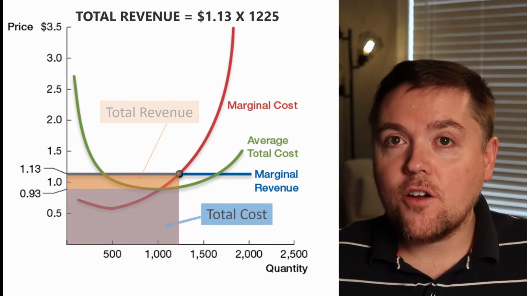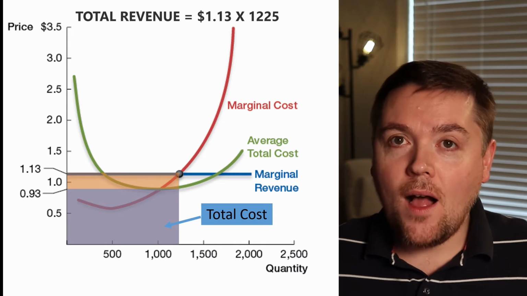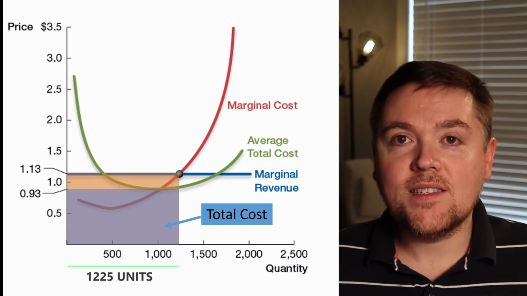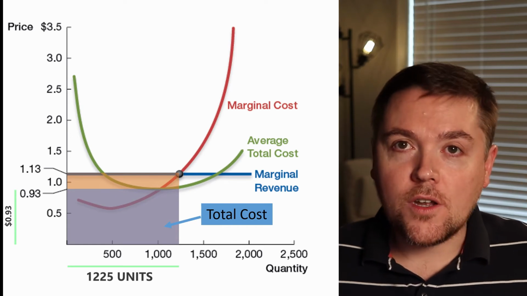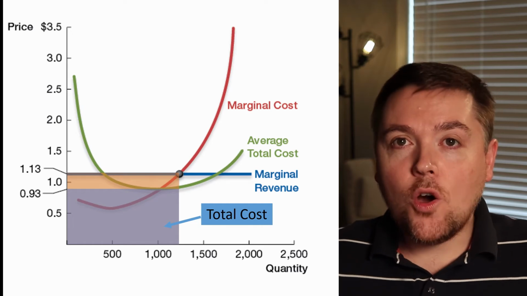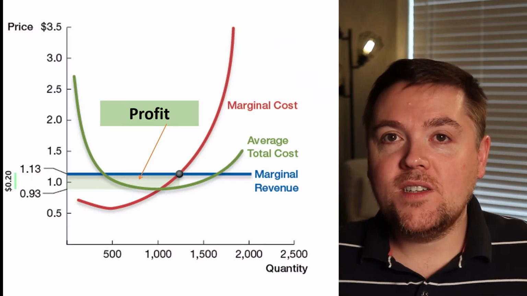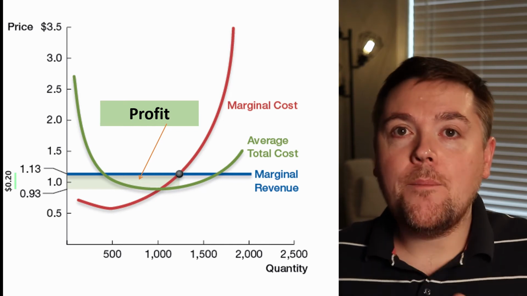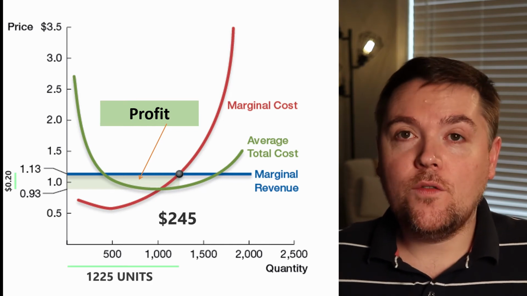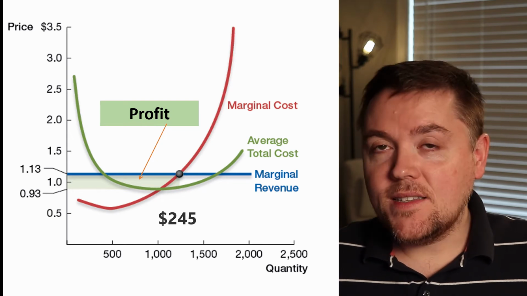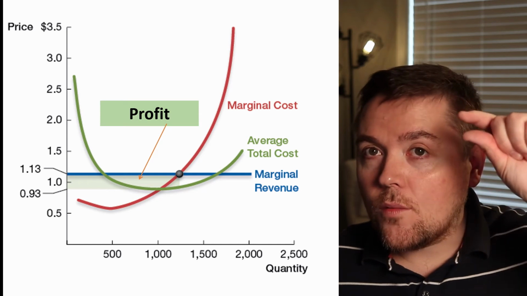We can add in a darker shaded area that represents the total cost. That has a base of 1225 as well, and the height here is 93 cents because that's the average total cost of producing each unit of the good. So that rectangle represents the total cost of producing the good. And the difference between them has to be the profit. It's 20 cents, the difference between $1.13 and 93 cents, multiplied by a base of 1225, that's $245, which is exactly the same answer we got by working it out with a calculator. And so subtracting the area of the total cost from the total revenue leaves you with a small area of profit.